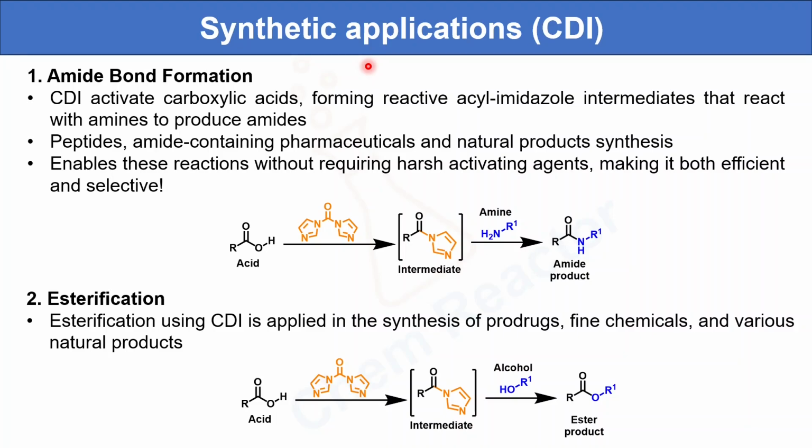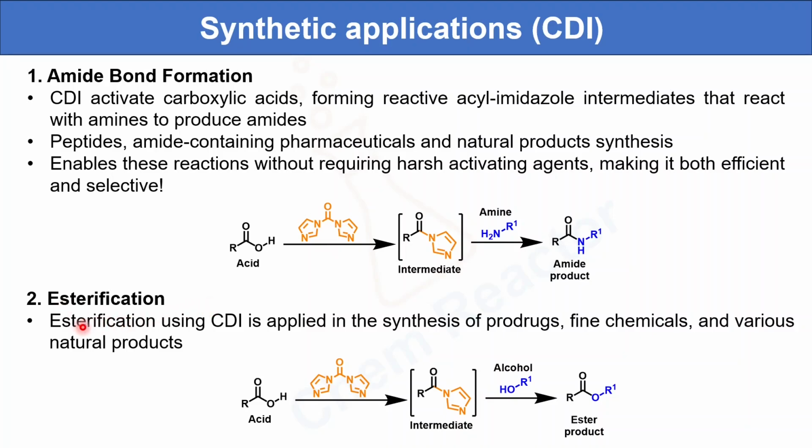Now let's break down the synthetic applications of CDI and why it is an essential tool for the chemist. First up, amide bond formation. CDI activates the carboxylic acid into an acyl imidazole intermediate. In the next step, the amine reacts with this acyl imidazole intermediate, and that produces this amide product. This is a very important reaction in peptide synthesis as well as in amide-containing pharmaceuticals as well as the synthesis of natural products. CDI enables these reactions without requiring any harsh activating reagents, making it both efficient and very selective for the synthesis.